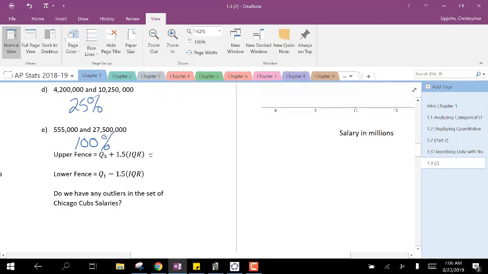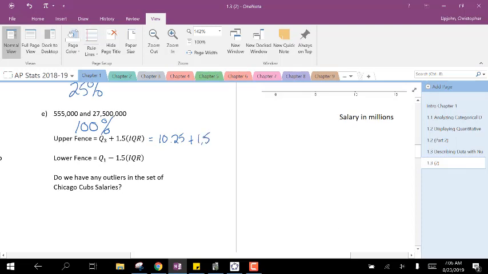So Q3 was 10.25 plus 1.5, and that's just the rule. Just 1.5 times away, that's what they use. So it's always going to be 1.5. Then our IQR is actually 9.6025. Again, I put that in millions, so it's just easier to work with. So 24.65 million.